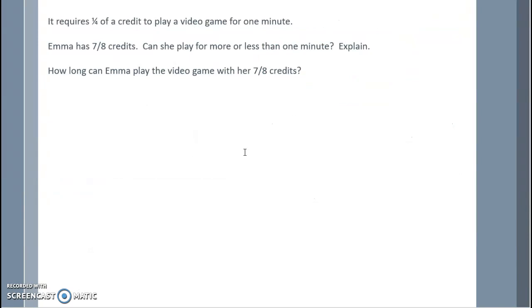It requires 1/4 of a credit to play a video game for 1 minute. Emma has 7/8 credit. Can she play for more or less than 1 minute? Explain. How long can Emma play the video game with her 7/8 of a credit?